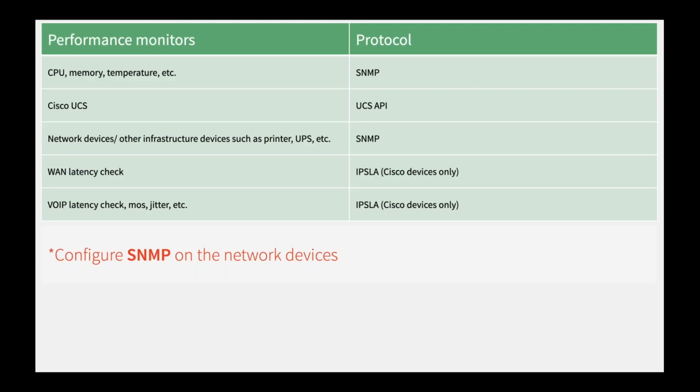Before we hop into the training itself, let me give you an overview of the protocols that OpManager will be using to monitor the network performance. When it comes to performance metrics such as CPU, memory and temperature, OpManager uses the SNMP protocol. When it comes to Cisco UCS, we use the UCS API. For network devices such as printers, UPS and firewalls, OpManager will be using the SNMP protocol. And for WAN and VoIP, voice over IP, it is the IPSLA protocol, which is exclusive for Cisco devices.